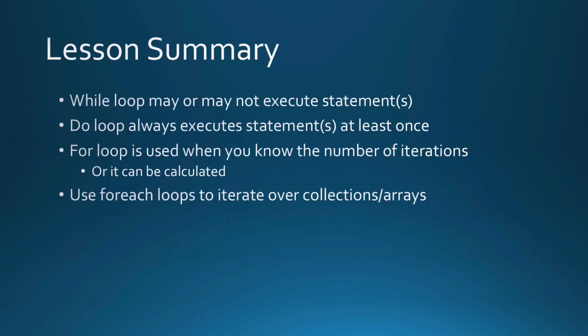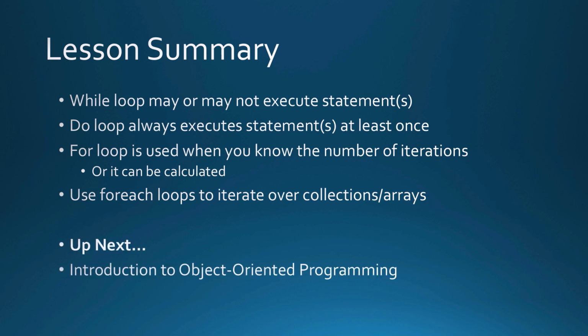In this lesson, we looked at while loops, which may or may not execute the statements within the while block. We looked at do loops, which always execute those statements at least one time. We saw for loops, which are used when you know the number of iterations or that value can be calculated. And we looked at foreach loops to iterate over collections or arrays. Coming up in the next lesson, Introduction to Object-Oriented Programming.